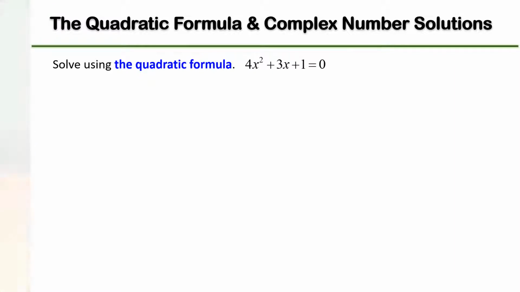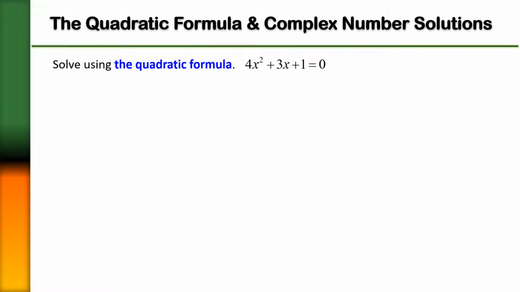Okay, so let's get started. Here we're asked to solve this quadratic equation using the quadratic formula. So step one would be to assign values to a, b, and c. Recall that the coefficient of the x squared term is a, the coefficient of the x term is b, and the coefficient of the constant is c. So we can see here that a is 4, b is 3, and c is 1.